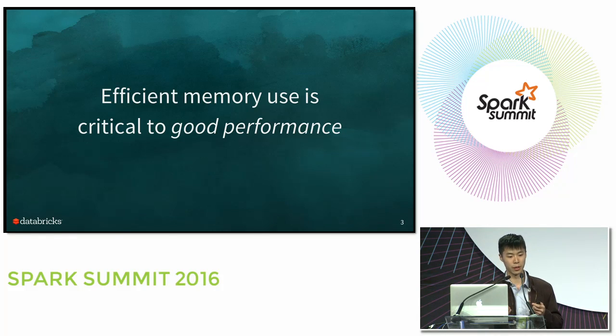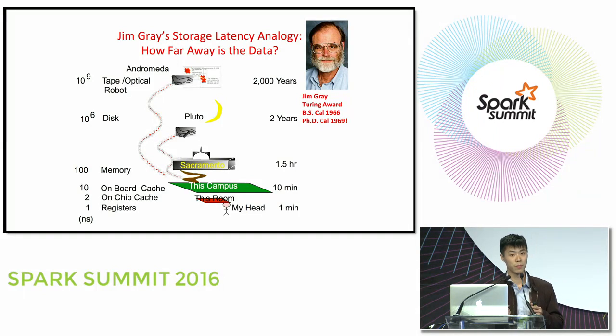So to illustrate what I mean by this, I'd like to borrow from an analogy by Jim Gray. To summarize all the distracting graphics on the screen, essentially what he's trying to say is if you try to read something from memory, it's like going all the way to Sacramento, which takes about 90 minutes. Then reading the same thing from disk is like going all the way to Pluto, which is many orders of magnitude slower. Now the way this applies to Spark is that where possible, we try to keep as many things resident in memory as possible. And otherwise, we have to incur a heavy penalty of performing disk I/Os.